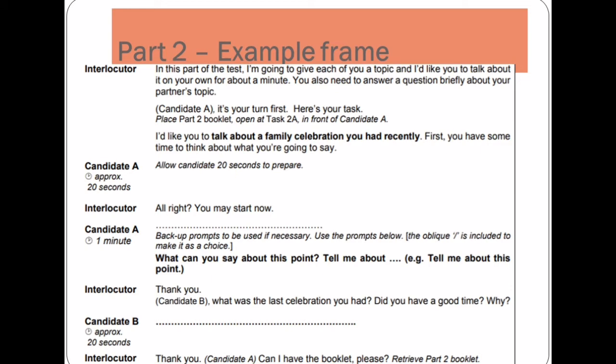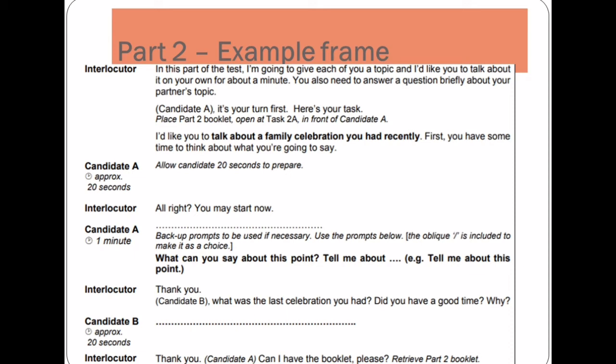The interlocutor will give you instruction. You should listen to the instruction carefully. In this part of the test, I'm going to give each of you a topic and I'd like you to talk about it on your own for about a minute. You also need to answer a question briefly about your partner's topic. Candidate A, it's your turn first.